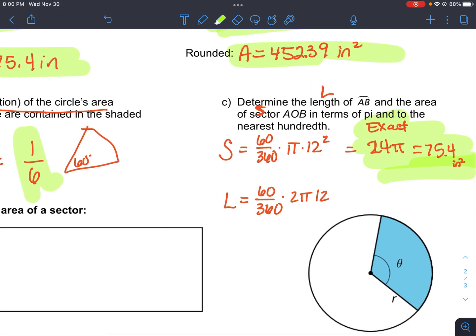The length: 60 divided by 360 times 2 and 12. This is 4 pi. Exact is 4 pi and rounded is approximately 12.57 inches.